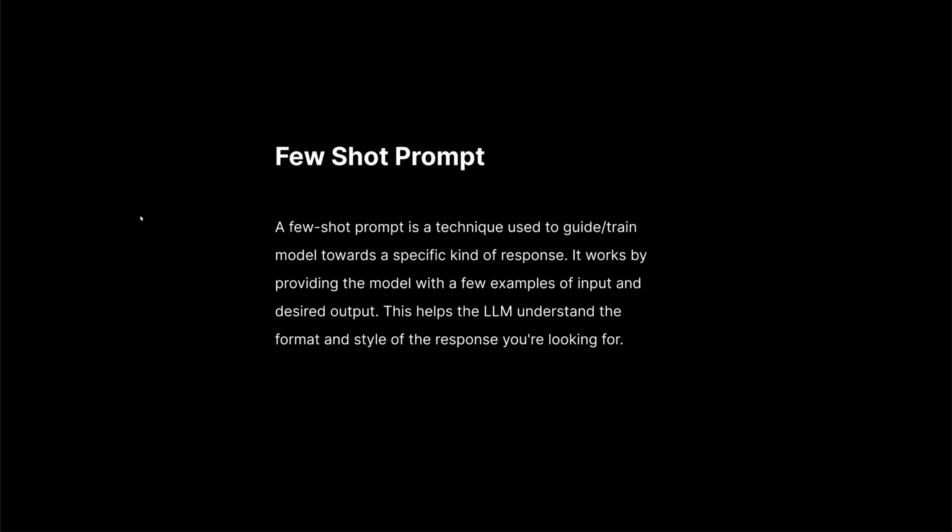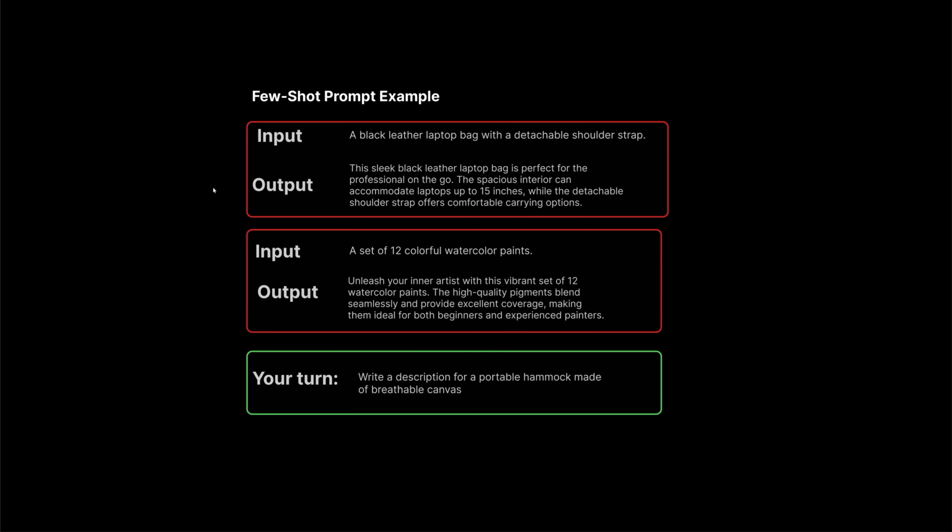A few short prompt is a technique used to guide or train our model towards a specific kind of response. It works by providing the model with a few examples of input and the desired output, something which we already learned, but I'm going to also show you that in a few seconds right now. This helps the LLM understand the format and the style of the response you are looking for. So here you can see we are going to be training our model by first of all providing some sort of an input and output, then again input and also output, and finally we're going to be telling our model to write something based on this data.